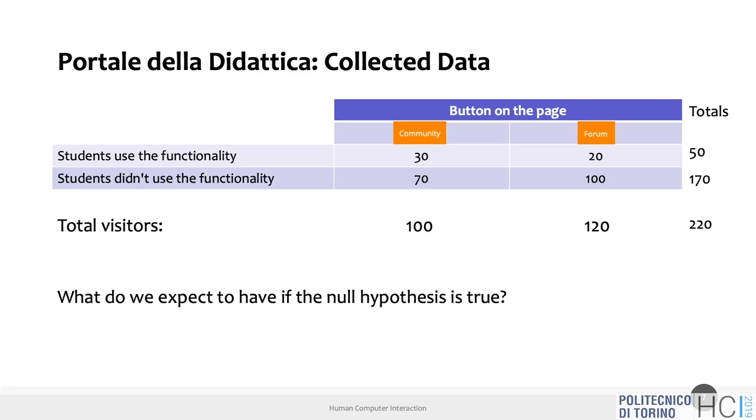No, because we have 100 people here. So if we write 25, 25, it is not right. No. The total should be 50. So, only for students who use the functionality, 25 for community, 25 for forum, and... We cannot. Because, yeah, the total is 50, but also this total should remain constant. So if we put 25 here, we have an imbalance with respect to the norm. This is because we have multiple factors to consider. So it's easy. It's a proportion.